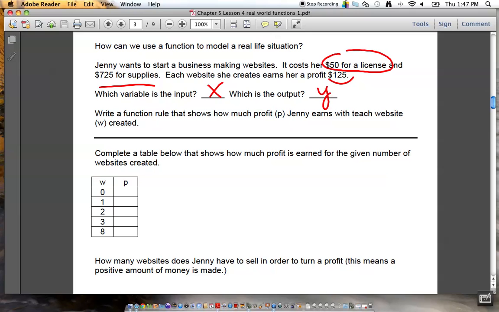Now it wants us to change the Y. The output is profit, so we're going to change Y to P. And for each website, we're going to change X to W. Okay? So the profit is, now, some money Jenny has is coming in. Some money is going out. Somebody tell me money that's coming in.